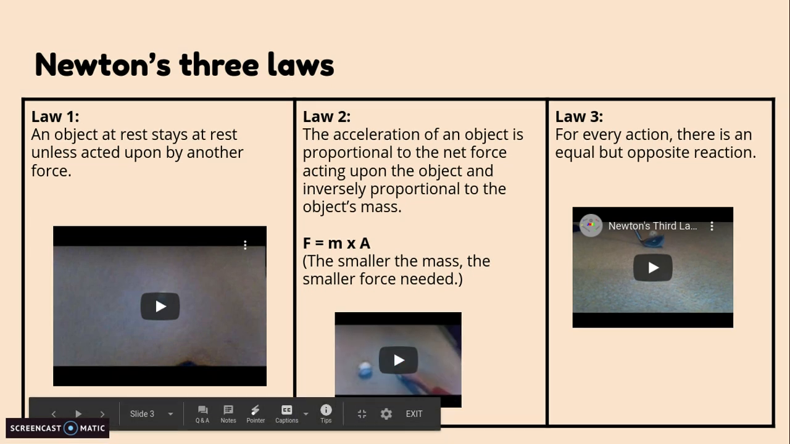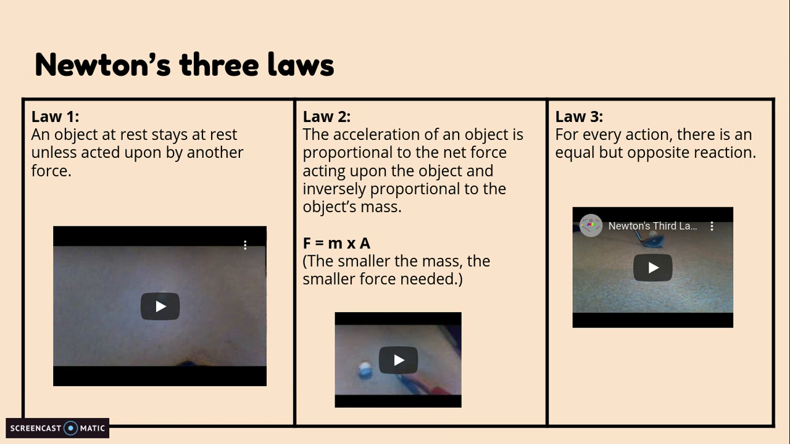Hopefully you could tell that was a golf ball and a baseball, and the golf ball was plastic and small and light, and since it had a smaller mass, smaller force was needed to get it to go and accelerate, but the baseball needed more force.